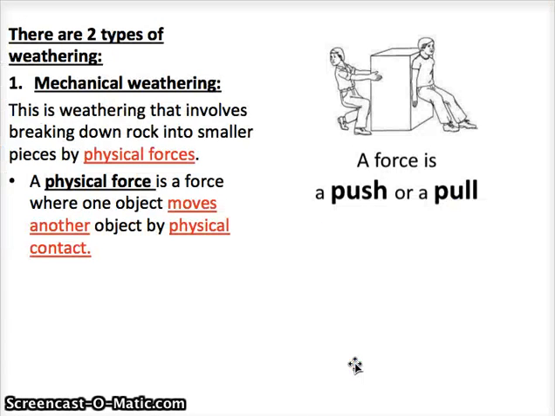Okay, so there's two types of weathering that you really need to know. The first type is called mechanical weathering. Mechanical weathering is when rocks break down by physical forces. A physical force is any force where one object moves another object by physical contact. So for example, if you are pushing a box, you are physically pushing it through contact, and therefore that's a physical force.